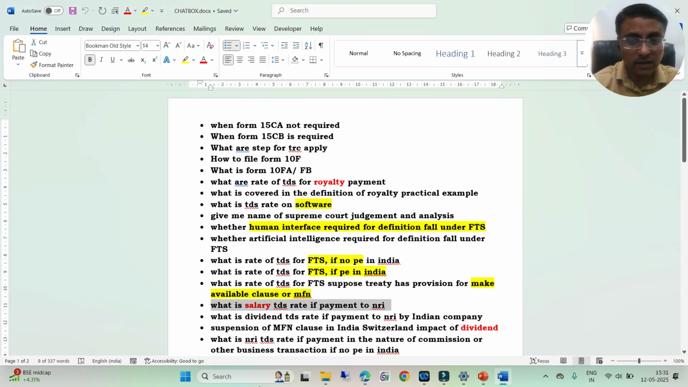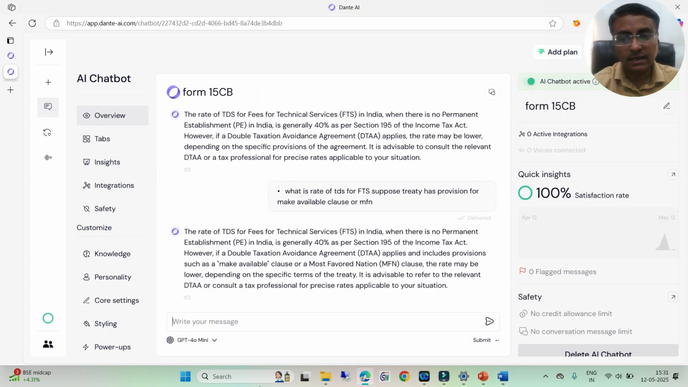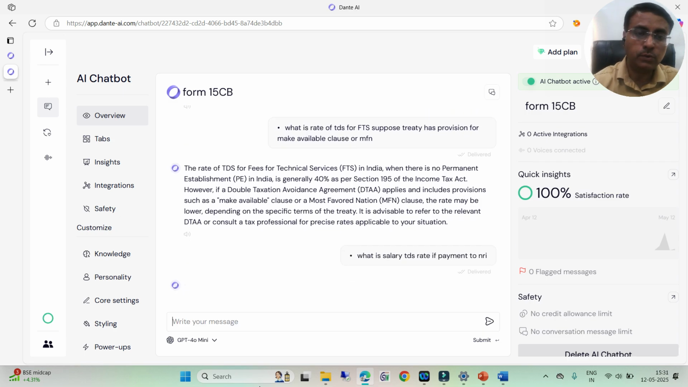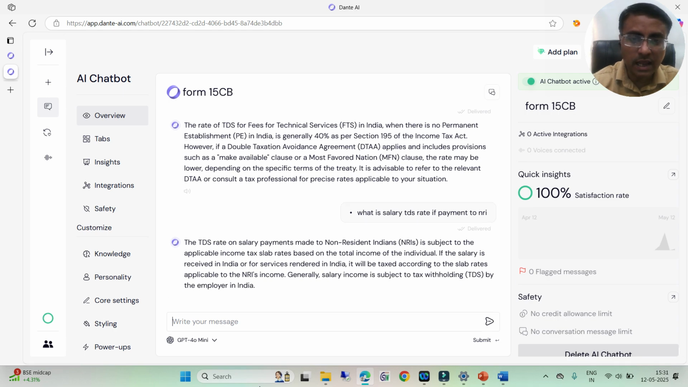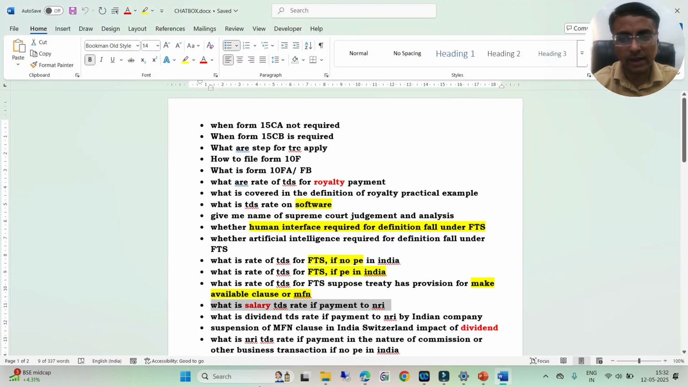What is the tax rate when you are making payment to an NRI who is an employee of your company? It is generally based on the slab rate, whether new regime or old regime. It depends on your analysis as per section 192, not section 195.